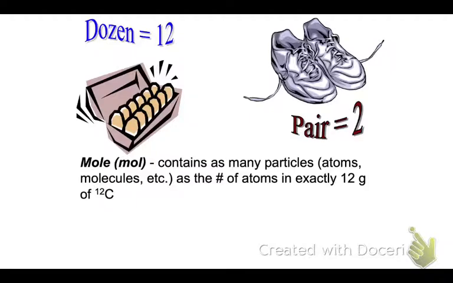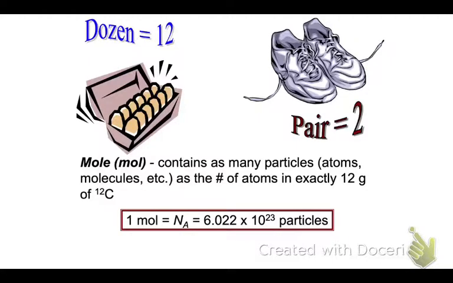A mole is defined as containing as many particles, which can be atoms or molecules, as the number of atoms in exactly 12 grams of carbon-12. Meaning, if I took 12 grams of carbon-12, that sample will have a certain amount of atoms that equals 1 mole. That amount is defined as Avogadro's number, and it is 6.022 times 10 to the power 23 particles. So this is what we define a mole as.